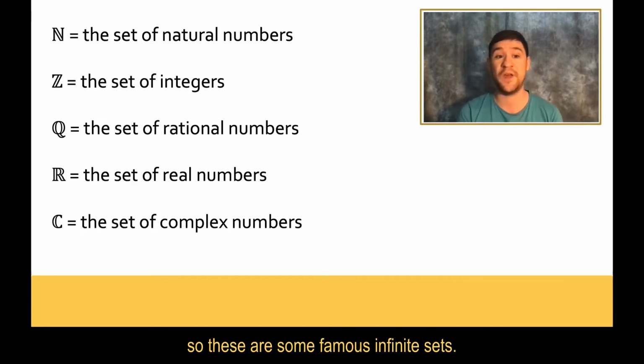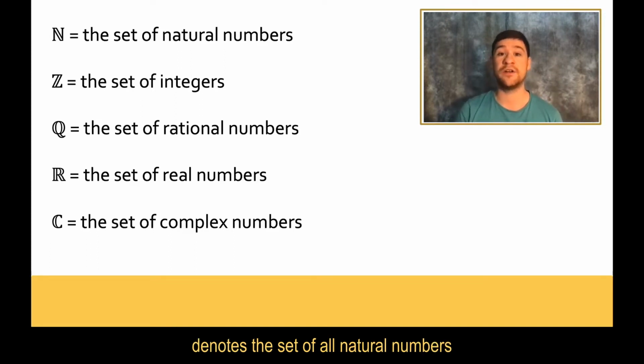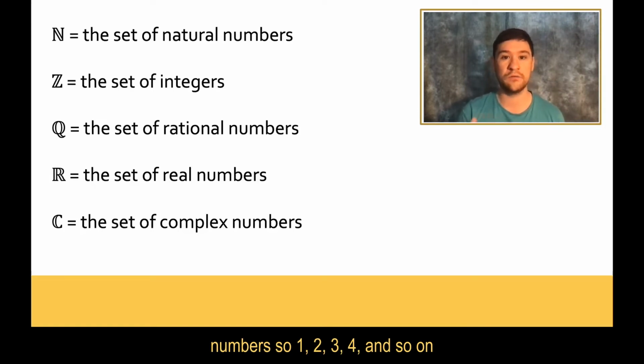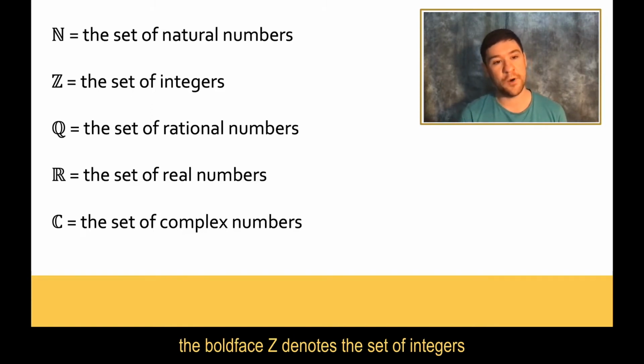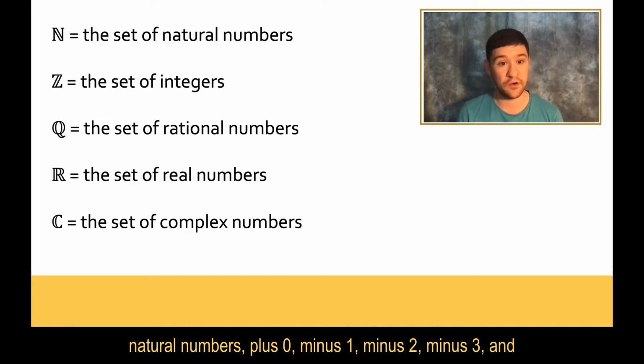So these are some famous infinite sets. The boldface N denotes the set of all natural numbers. The natural numbers are the counting numbers, so 1, 2, 3, 4, and so on. There's an infinite amount of them. The boldface Z denotes the set of integers. The integers are the whole numbers, so they are all the natural numbers plus 0, minus 1, minus 2, minus 3, and so on.